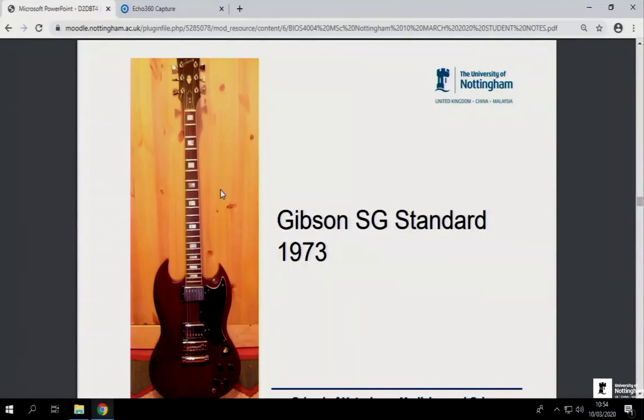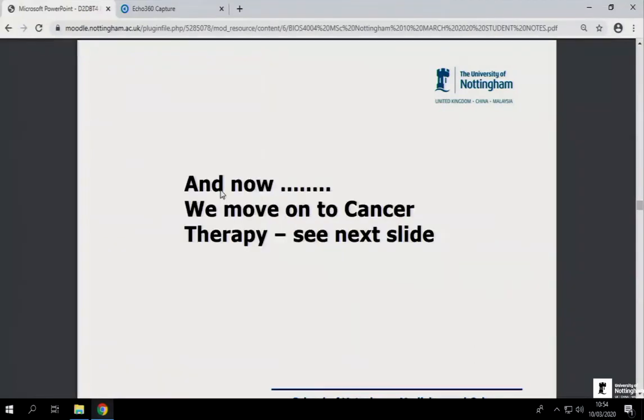So Gibson SG standards, we know all about that. Could it go into cancer?